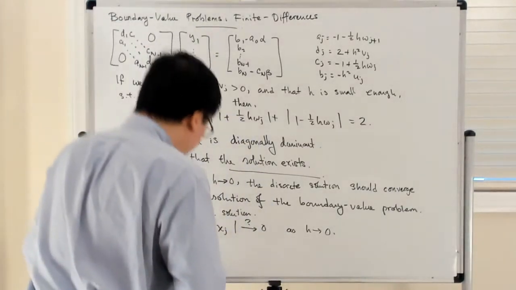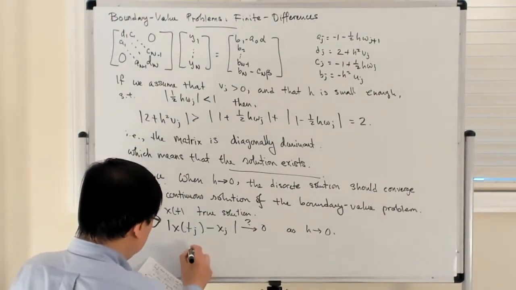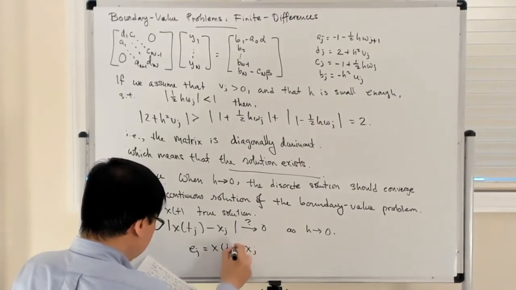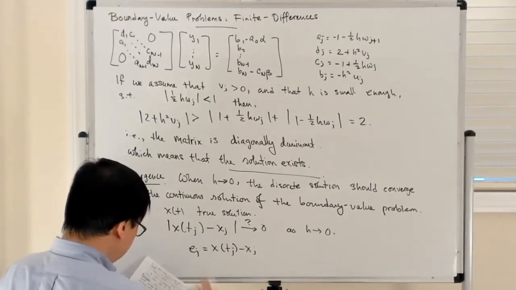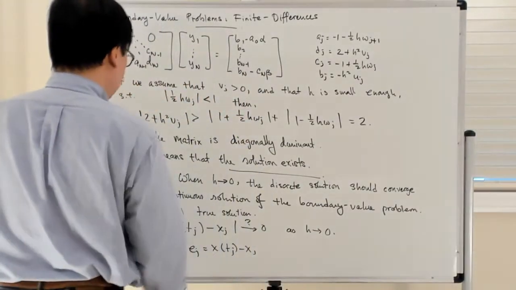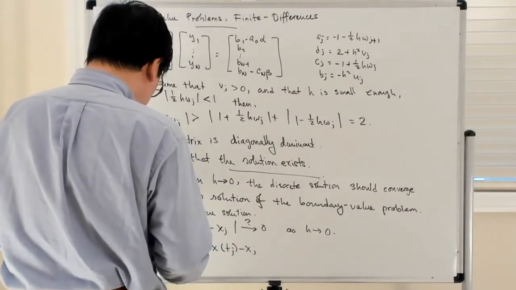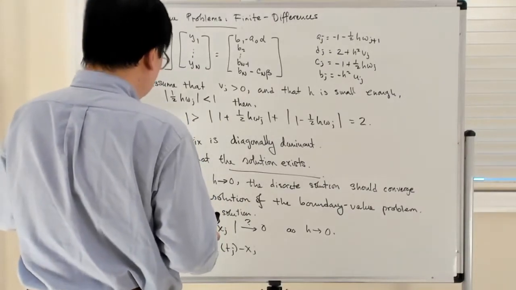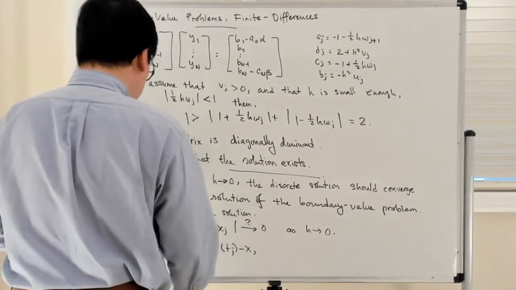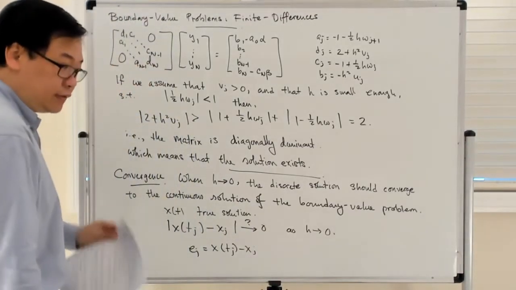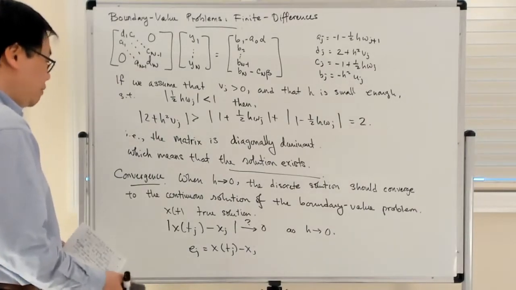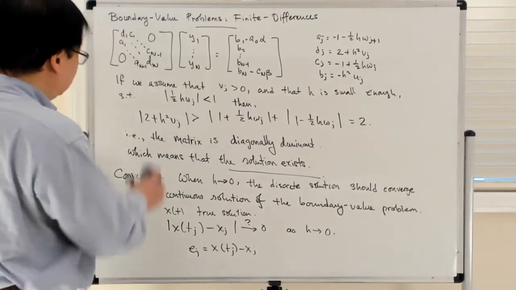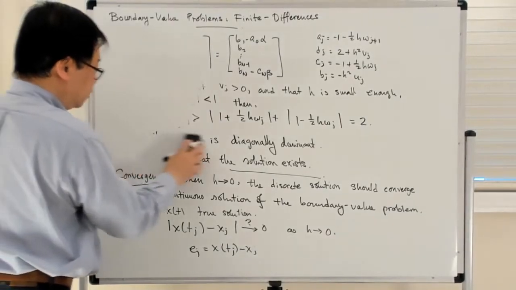Towards that end, I'm going to write down an error. So ej is going to be x at tj minus xj. I'm going to write down an equation like this, and the intuition is that, given what you know about the exact solution and what you know about the numerical solution, we're going to try to write down an expression which the error term satisfies, and then show that with that in mind, the error goes to 0 as h goes to 0. So that's the general framework of what we're going to try to do now.